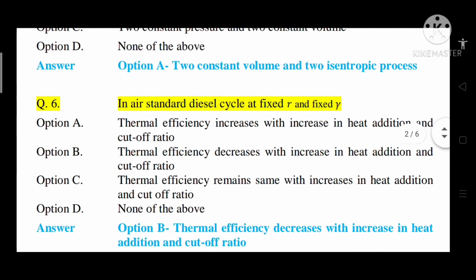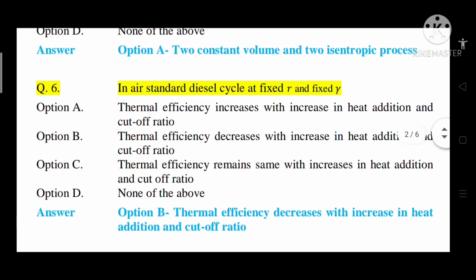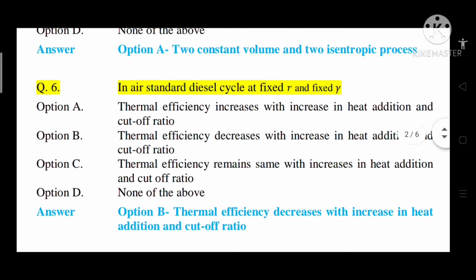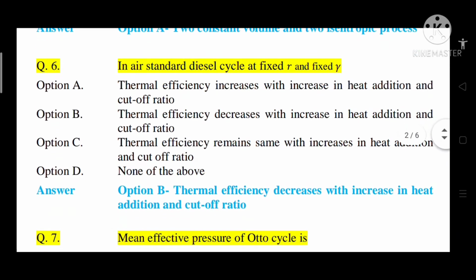Question number 6. In the air standard diesel cycle at fixed R and fixed gamma, the options are given. Option A thermal efficiency increases with increase in heat addition and cutoff ratio. Option B thermal efficiency decreases with increase in heat addition and cutoff ratio. Option C thermal efficiency remains the same with increase in heat addition and cutoff ratio. Option D none of the above. So the correct answer is thermal efficiency decreases with increase in heat addition and cutoff ratio.